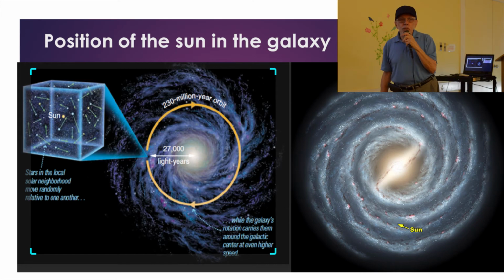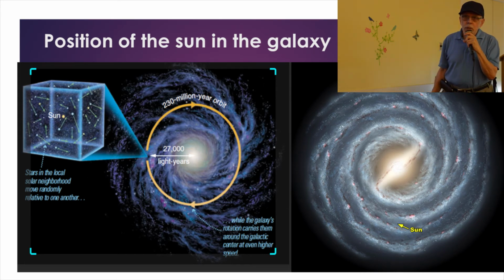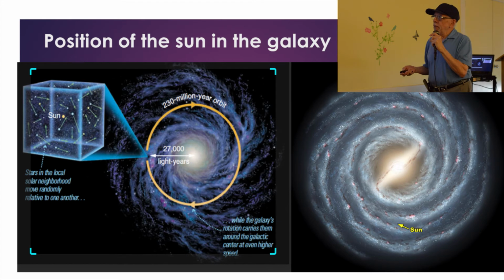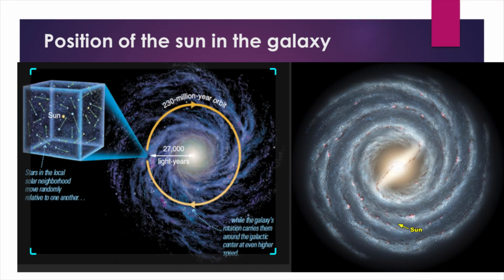The position of the sun in the galaxy, which was determined by Shapley using the RR Lyrae stars, is about 27,000 light years from the center. And the orbit of the sun around the center of the galaxy takes about 230 million Earth years.